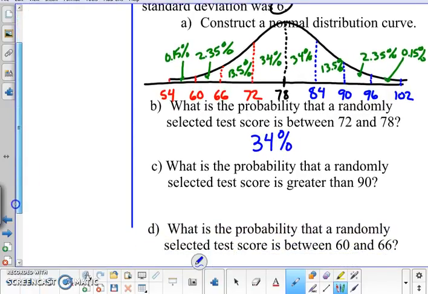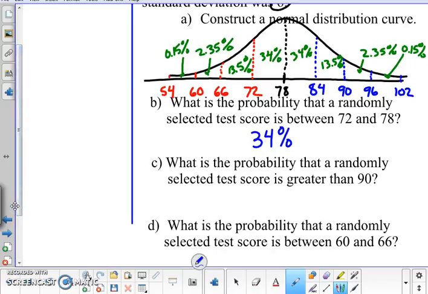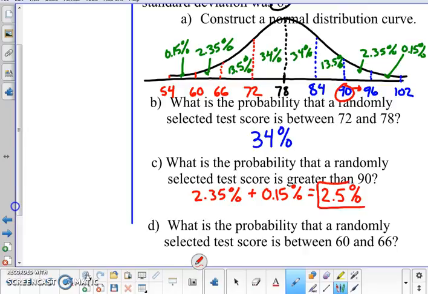Then moving on, what is the probability that a randomly selected test score is greater than 90? Well, if we're talking about greater than 90, we're looking up here at 90 and then everything this way. In between 90 and 96, that percentage would be 2.35%. And then we would have to add the 0.15%. If we add those together, we get 2.5%. So the probability of getting a score greater than 90 is 2.5%. That's not very likely in the grand scheme of things.